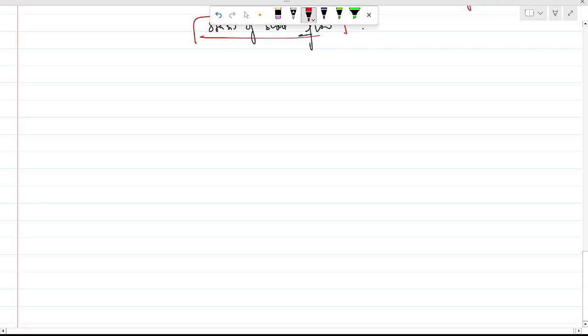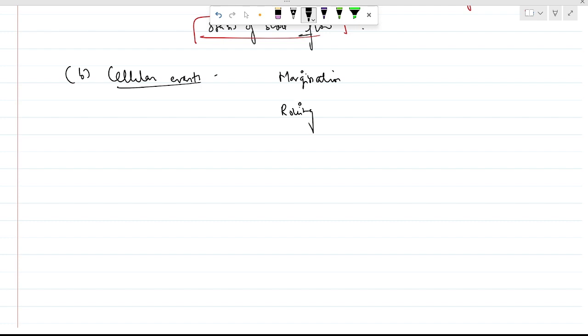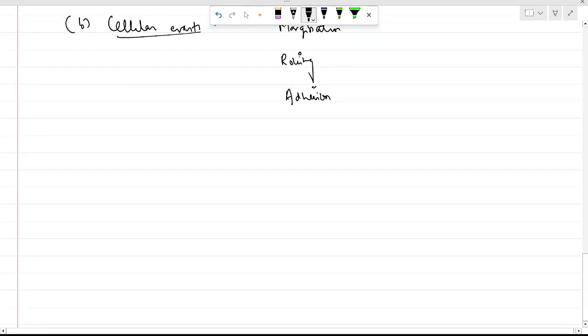Next type of event we are going to discuss is cellular events. Okay, it is a bit long one, so follow with me. We are going to see only the names and further discuss in detail how the steps occur. The first one is margination. Second one is, remember, rolling, followed by adhesion. Margination, rolling, followed by adhesion.